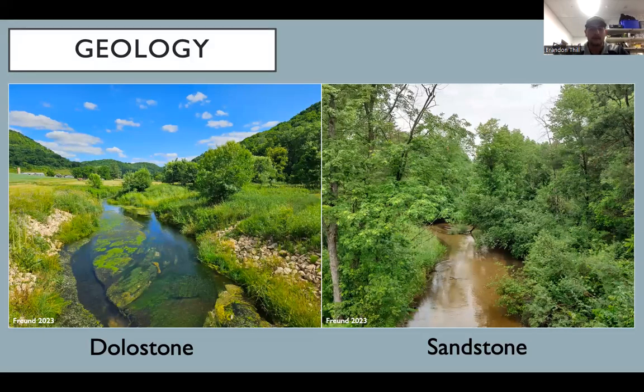And the last thing I want to point out, and it's hard to see from these two pictures, is the lack of channel units that we witnessed in the sandstone streams we sampled. So the majority of them were one long run, or relatively deep, relatively slow moving water. Whereas in the dolostone streams, we had that presence of pool, riffle, run complexes that we might be a little more used to. But we'll talk about these as we get into the results.